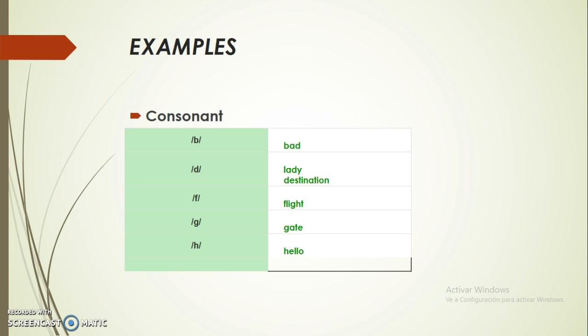The first one, bad. Lady. Destination. Flight. Gate. Hello. Yellow, guest. The second one, cat.